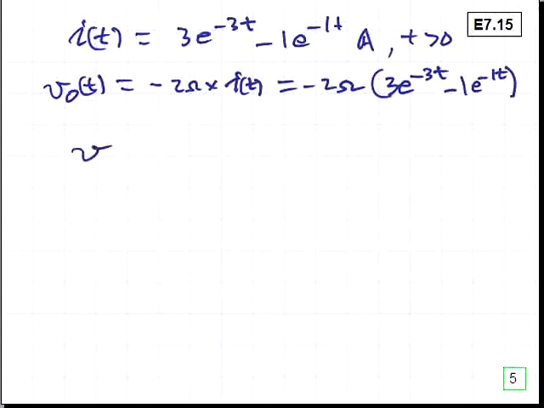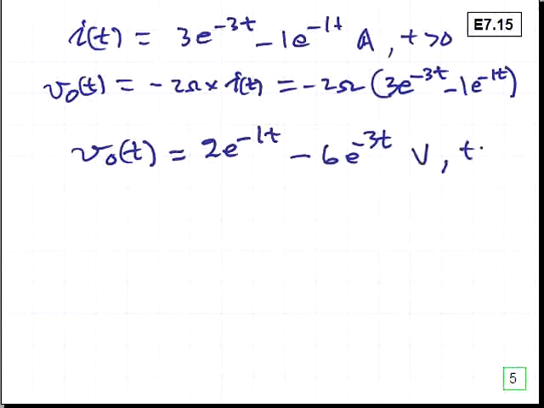or VO of t is equal to 2e to the minus 1t minus 6e to the minus 3t volts for t greater than 0.